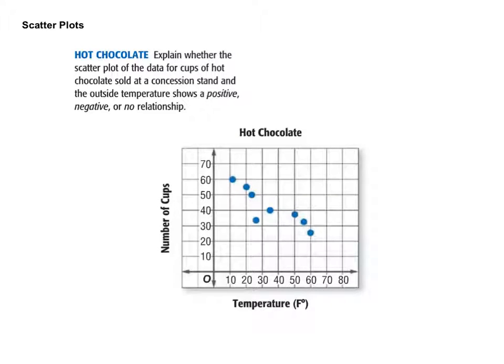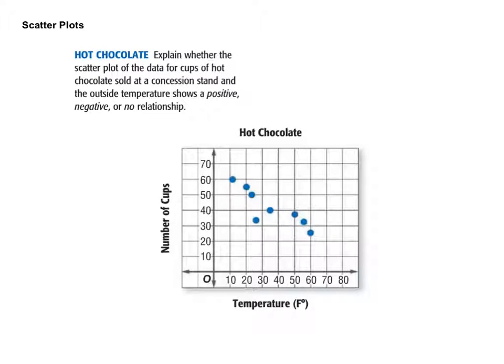So here's a scatter plot already done. We are looking at sales of hot chocolate, and we're looking at the temperature outside. This is an outside concession stand, and how many cups of hot chocolate were sold. What would you expect as the temperature goes up? What would you expect about the number of cups of hot chocolate sold? You'd expect them to go down, right? So as we can see, that is what tends to happen. The higher the temperature, the lower the amount of hot chocolate that's sold.